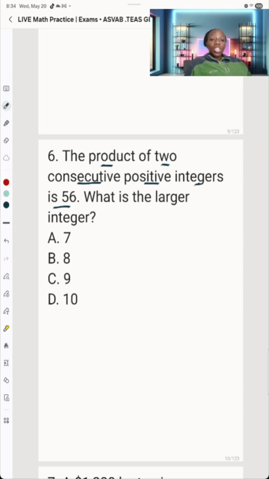It means what are the two numbers to multiply together to give us 56? That's a number that we can easily know, right? We just have 7 times 8. That gives us 56, and 7 and 8 follow each other. They are consecutive numbers. Which one is larger? 8. And that is B.